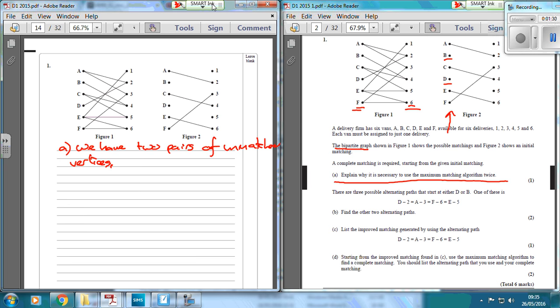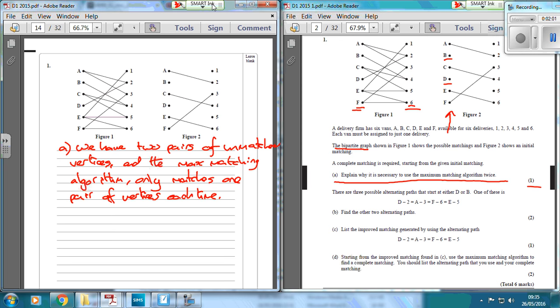And you might want to write that the maximum matching algorithm only matches 1 pair of vertices each time. Okay, so that's your first mark.